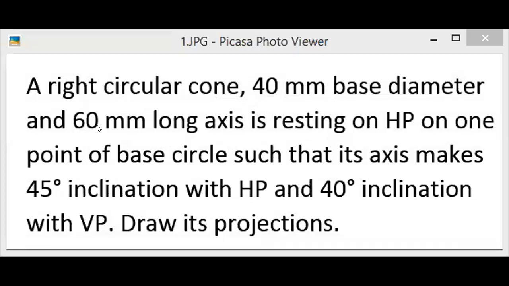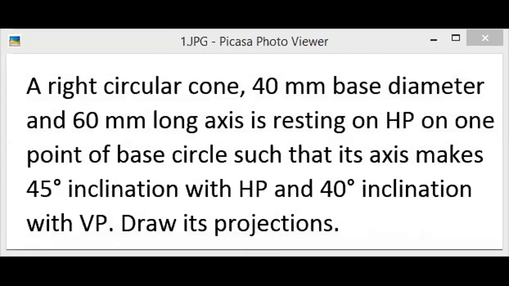Here is the problem. It is given that a right circular cone with a 40 mm base diameter and 60 mm long axis is resting on the HP on one point of the base circle, such that its axis makes a 45-degree inclination with the HP and a 40-degree inclination with the VP. Draw its projection.